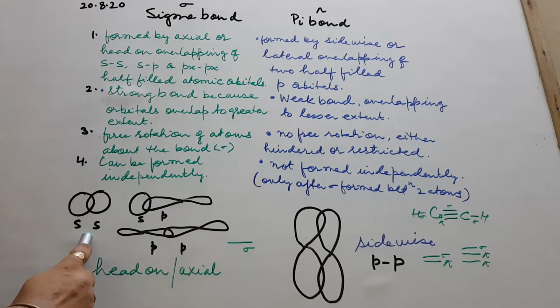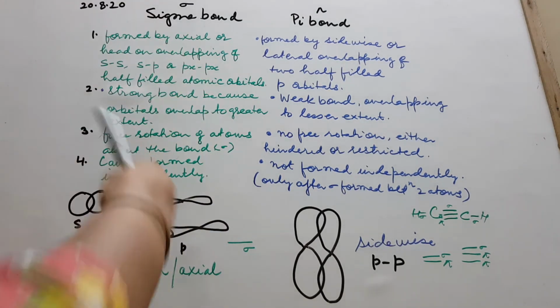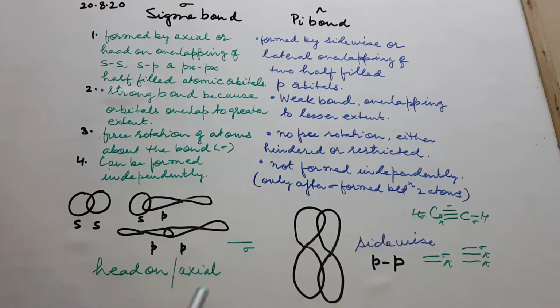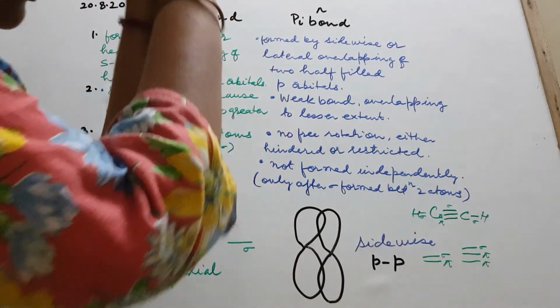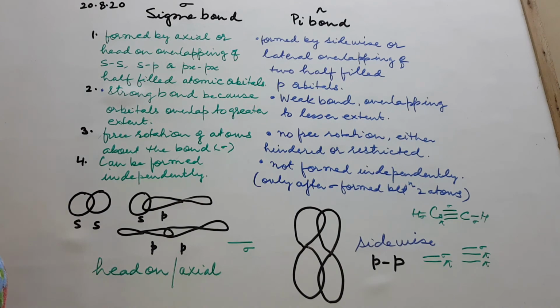So when two s orbitals combine, or 1s and 1p combine, or 2p orbitals overlap head-on, it gives rise to a sigma bond, and when 2p orbitals overlap laterally, it gives rise to a pi bond. So this is all for your sigma and pi bonds.